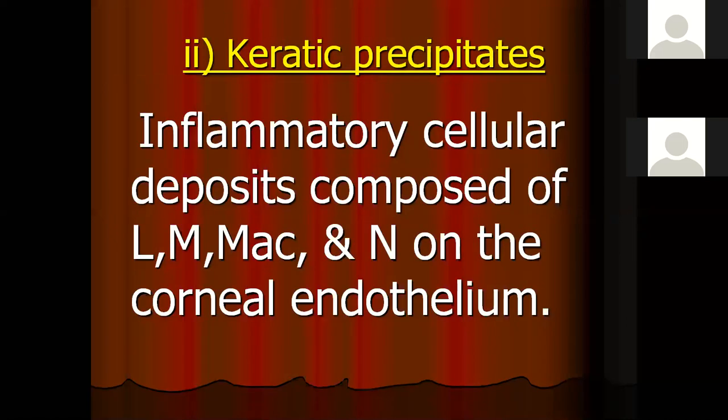Second feature is keratic precipitates. Whenever you see the word keratic, kera means cornea. Keratic precipitates are the inflammatory cells which have been deposited on the corneal endothelium. And the cells are lymphocytes, monocytes, macrophages, and neutrophils. These cells are deposited on the corneal endothelium and they form keratic precipitates.